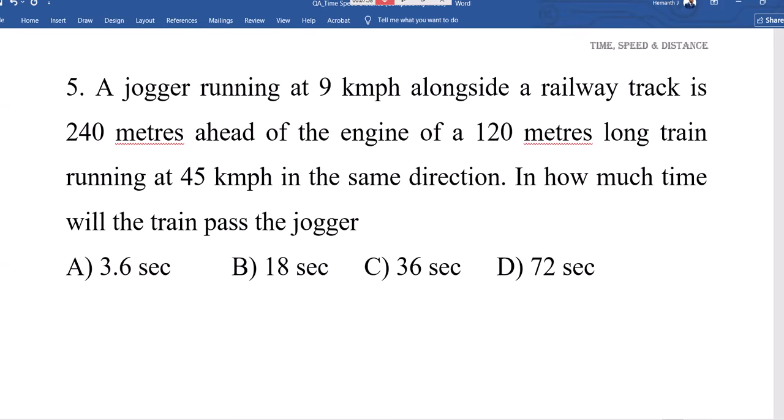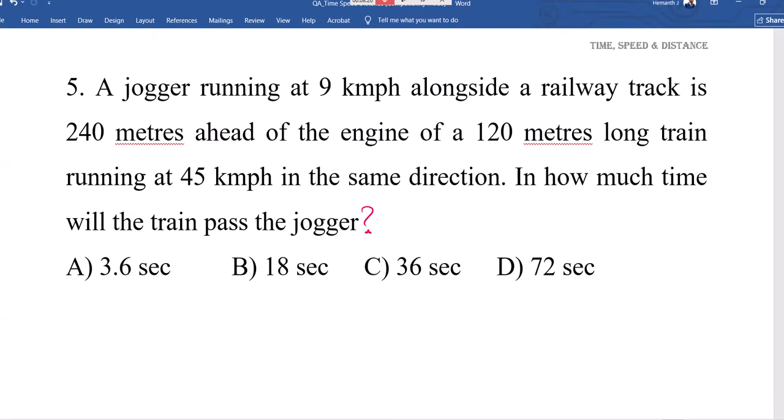A train is just near the pole. But now here they given a jogger running at 9 km per hour alongside railway track is 240 meters ahead of the engine of a 120-meter long train running at 45 km per hour in the same direction. In how much time will the train pass the jogger? This is what the question.